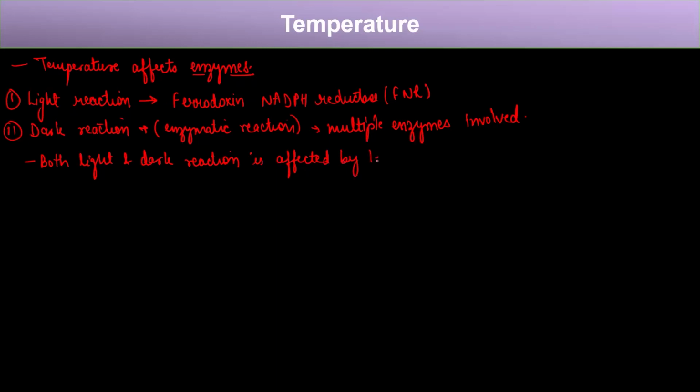Is affected by temperature. But which of these will be most affected? The answer will be dark reaction, because in the case of light reaction, we have only one enzyme, but in the case of dark reaction, it has multiple enzymes. And hence it will be most affected.